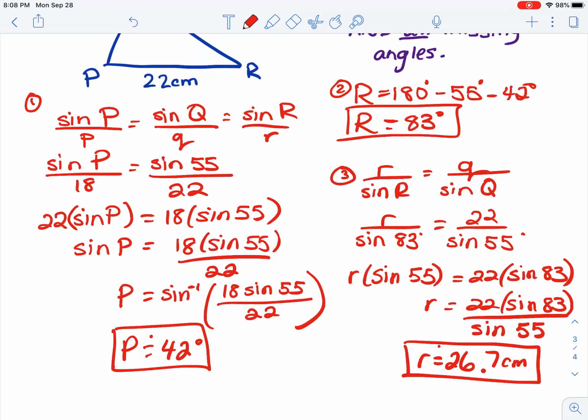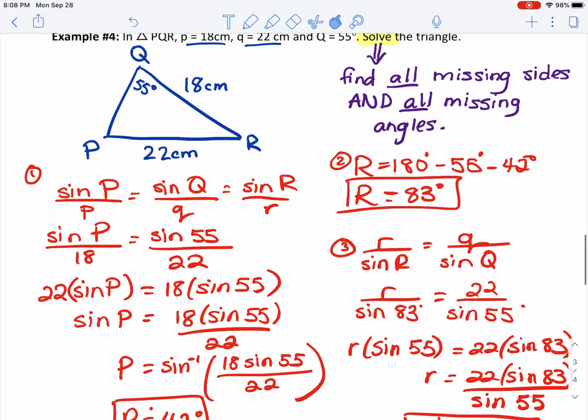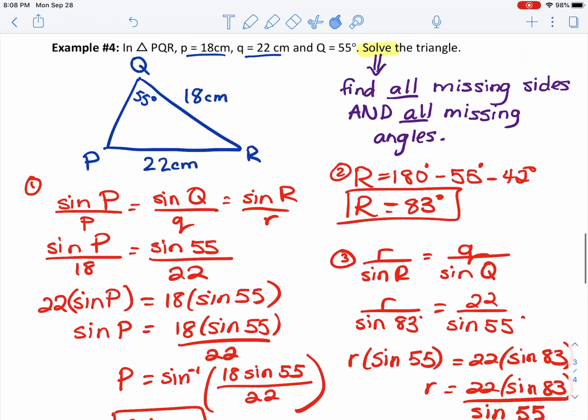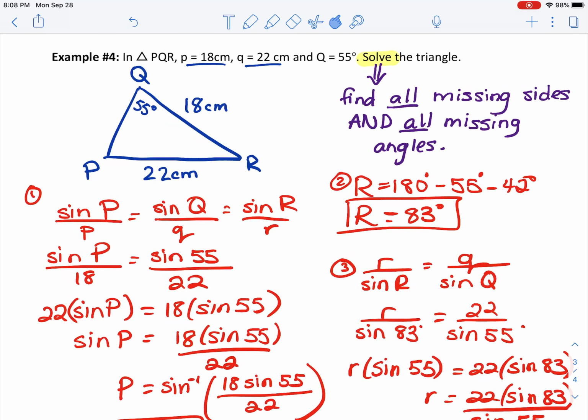And I like to box my answers so I can quickly find that I found angle R and side R. I found angle P. I already knew side P and I knew side Q and angle Q.